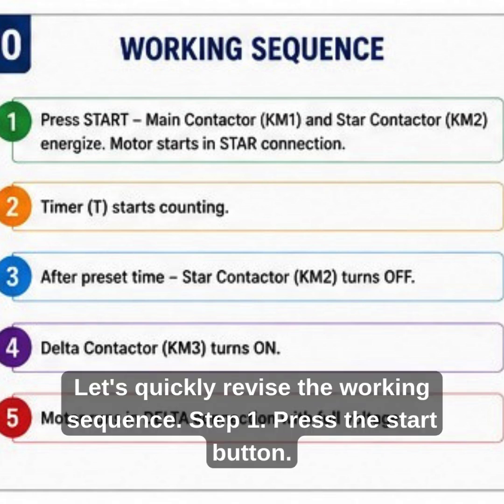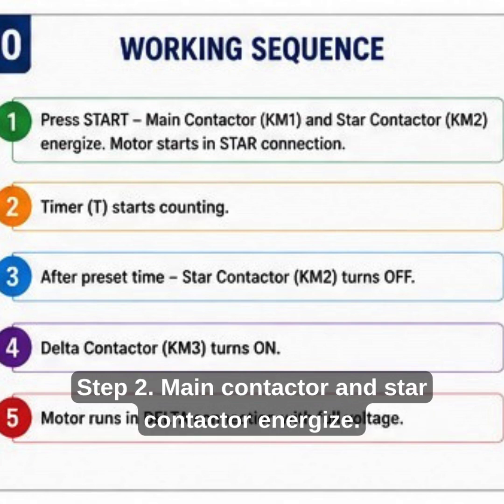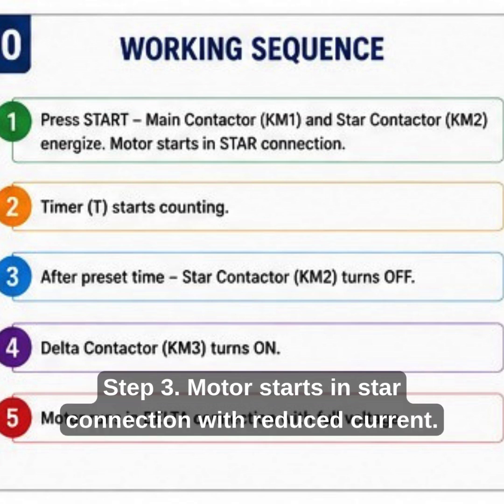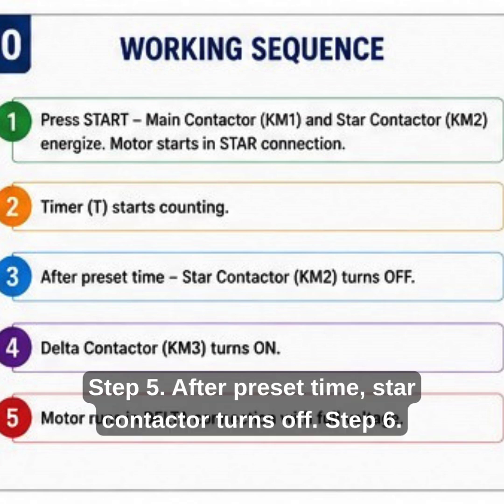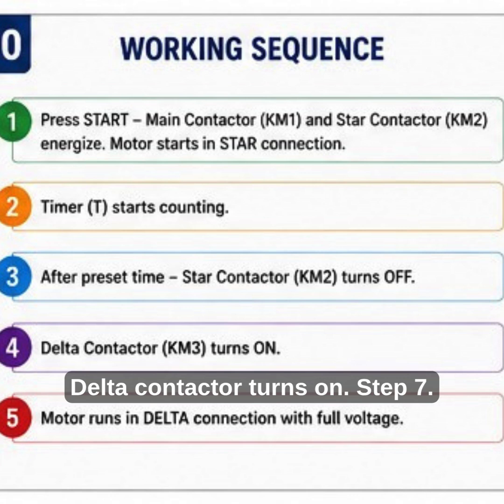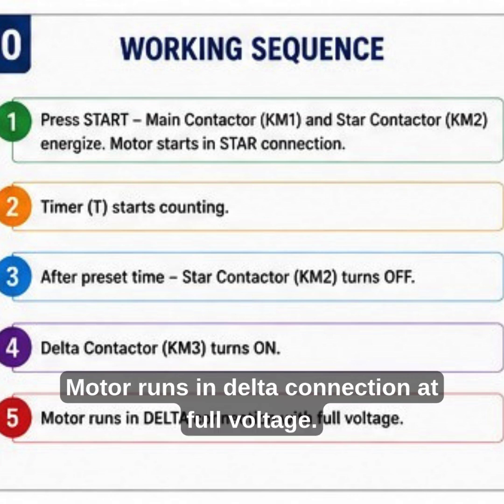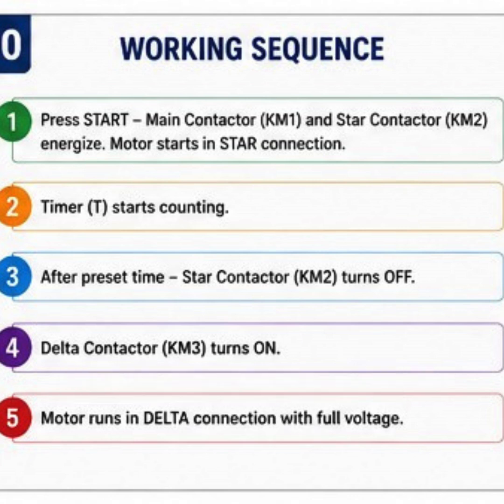Let's quickly revise the working sequence. Step 1. Press the start button. Step 2. Main contactor and star contactor energize. Step 3. Motor starts in star connection with reduced current. Step 4. Timer starts counting. Step 5. After preset time, star contactor turns off. Step 6. Delta contactor turns on. Step 7. Motor runs in delta connection at full voltage.